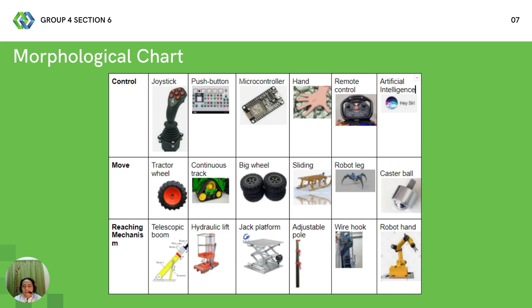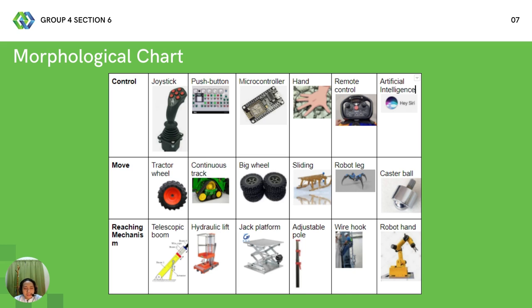After we decomposed all the functions, we did research on the existing patents and existing mechanisms. So we listed all the functions and all the components in the morphological chart. For the first function, control, we have joystick, push button, local control hand, robot control, and AI. For the move function, we have tractor wheel, continuous track, big wheel, sliding robot leg, and caster ball.